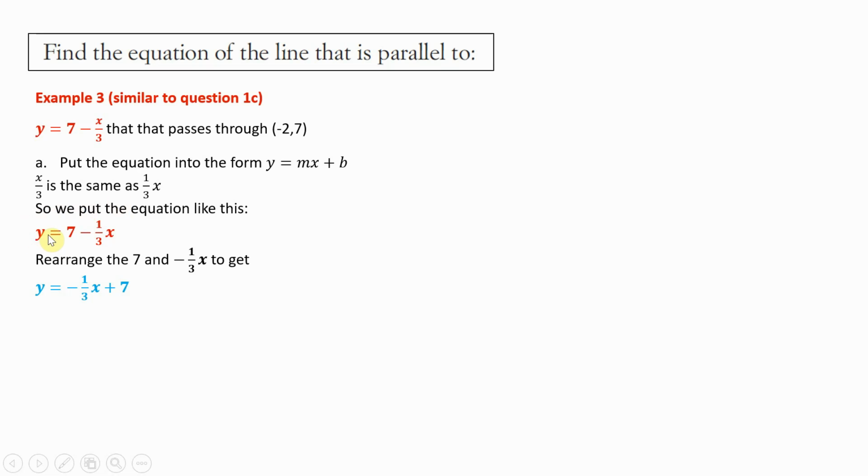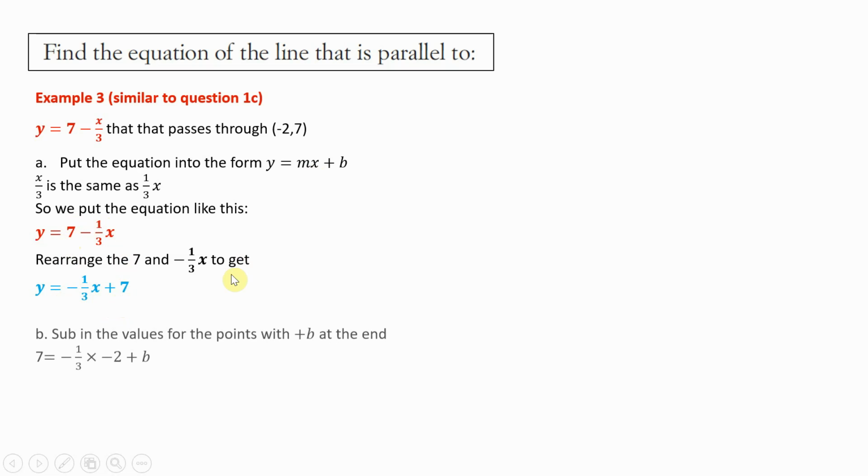So now we can write the equation like this. Instead of y equals 7 minus x over 3, we can put y equals 7 minus the third x, because it means the same thing. It just helps us to calculate. Now what I'm doing next is to rearrange the 7 and the minus 1/3 x, just swap them around. So the minus 1/3 x is first and the plus 7 is second. So our equation is y equals minus the third x plus 7. Now it's in this form.